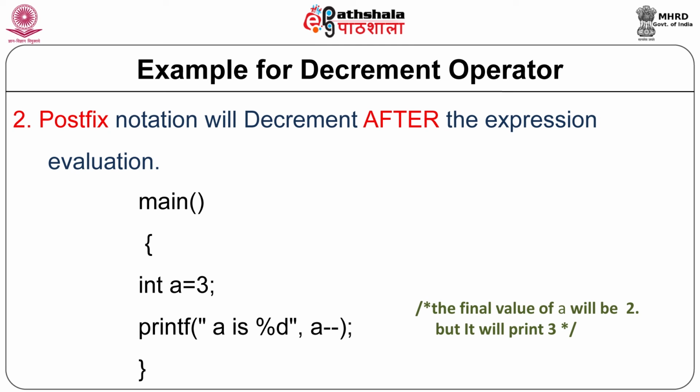This is the example of decrement operator with postfix notation. Here we are using postfix notation, that is a minus minus. Here integer value of a is considered as 3. When printf statement is executed, the final value of a will be 2, but it will print 3, because your a value is 3 and you are using postfix notation.